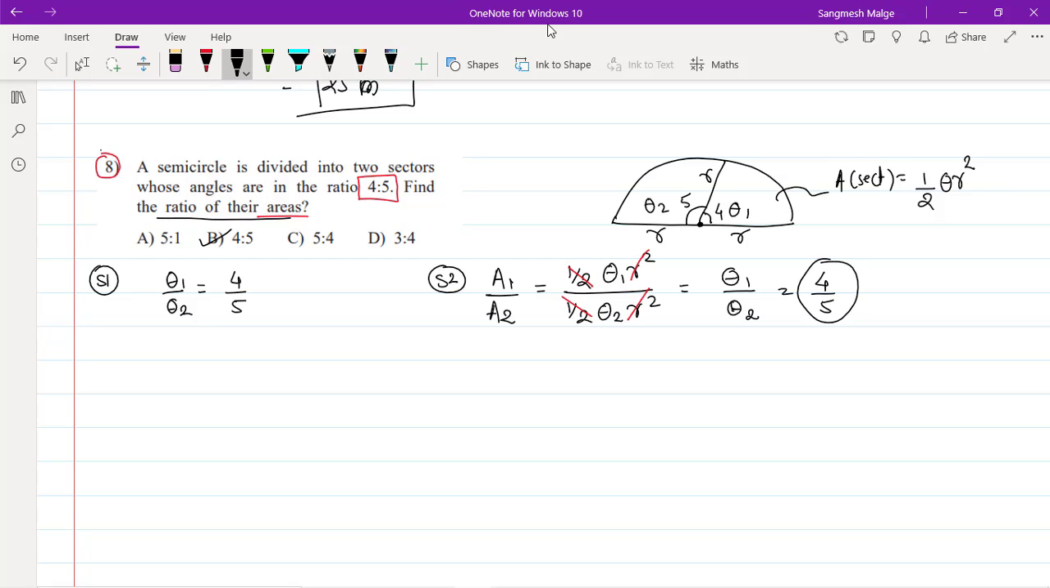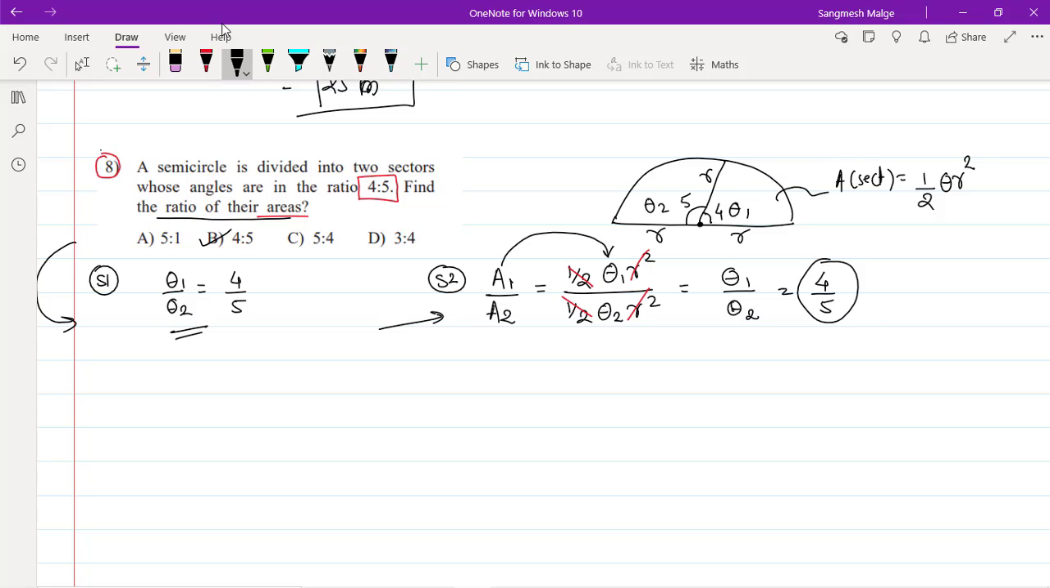See, I am sure that after reading this question you felt, sir, how difficult this question is. But when we simplify this with our basic knowledge, this question becomes very very simple. Means the area of the sector is directly proportional to the angle subtended at the center. Is it okay?